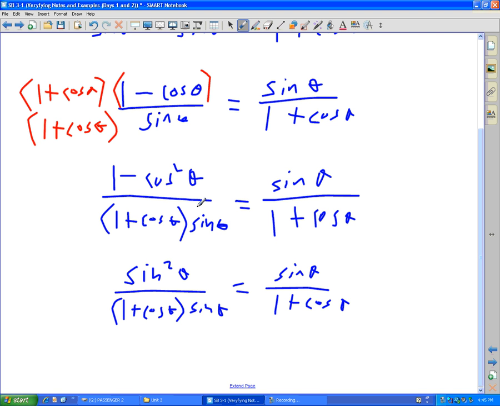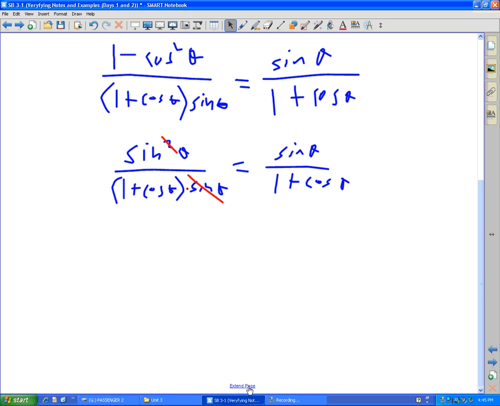Sine squared, and then we have multiplication here, which means I can cancel. I want to cancel this sine with one of those sines, and that sine goes away. If I had distributed it, it would not be so simple. I would not get that to go away. We're done. We are done with this problem.